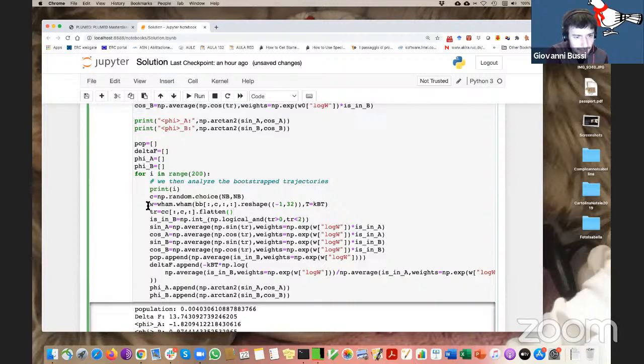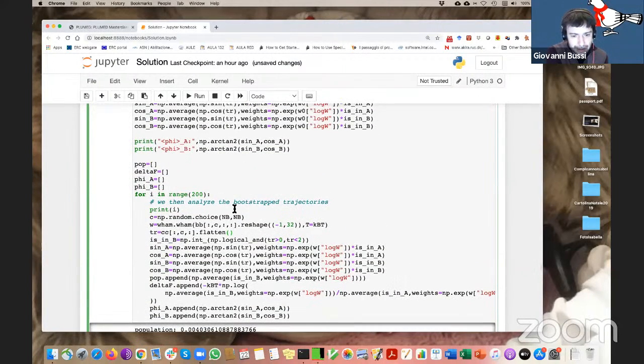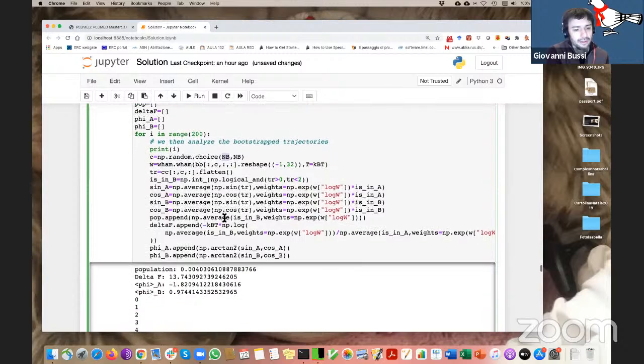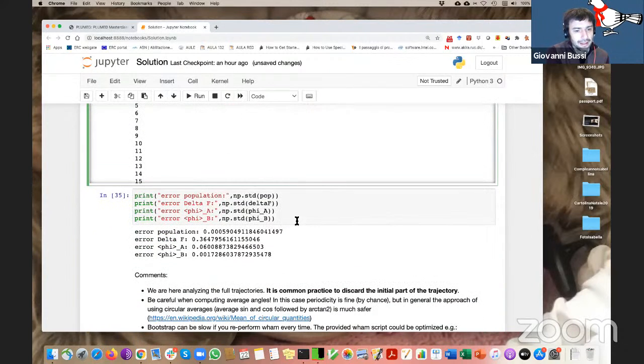But what you have here is basically just a copy of this done on this trajectory that I generated by extracting some of my blocks with my bootstrap. And then I compute the errors just doing the standard deviation. This is the error on the population, error on the delta F, error on the two angles.